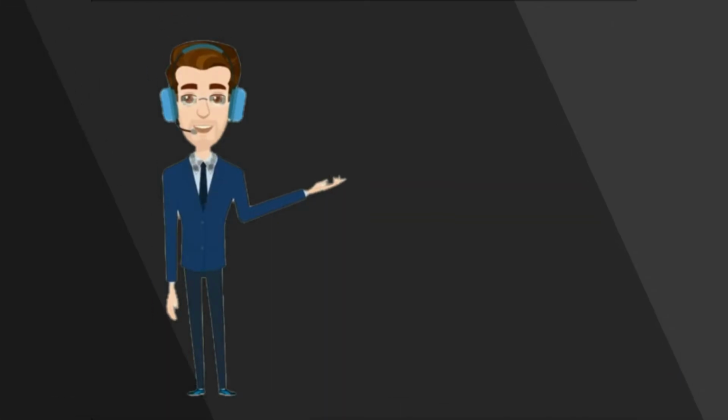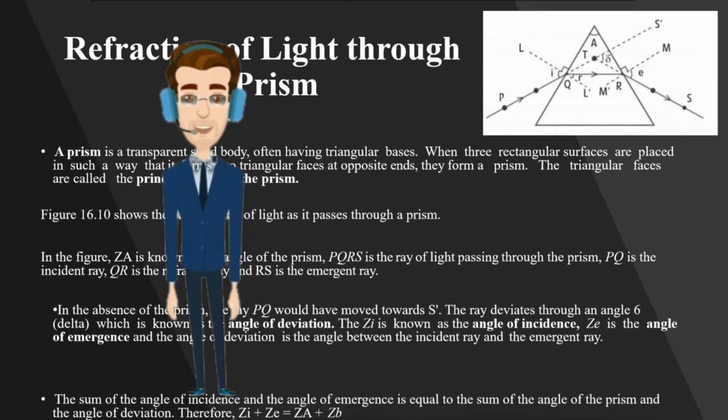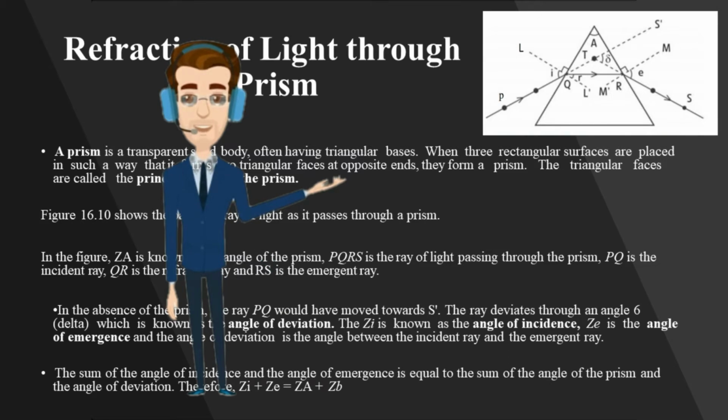Refraction of light through a prism. A prism is a transparent solid body, often having triangular bases. When three rectangular surfaces are placed in such a way that it forms two triangular faces at opposite ends, they form a prism. The triangular faces are called the principal faces of the prism.